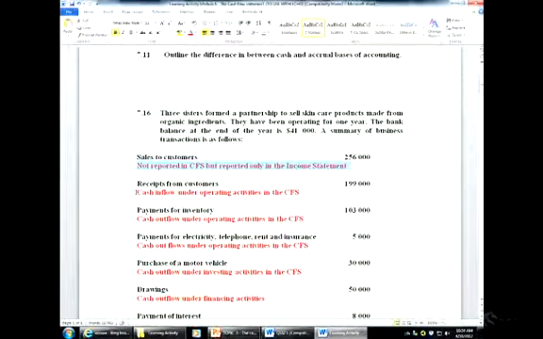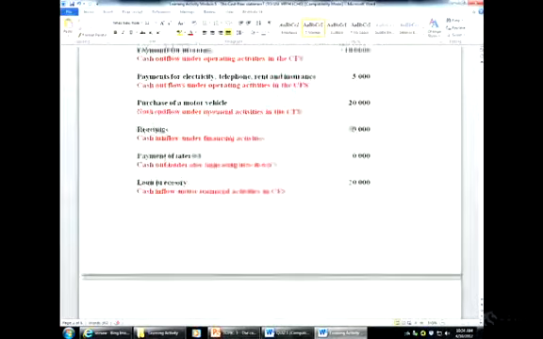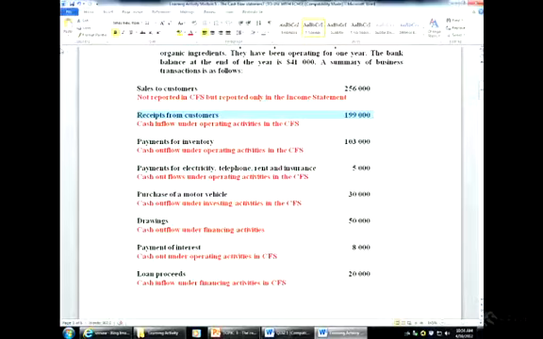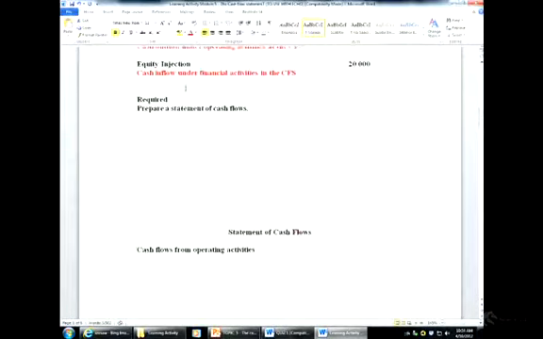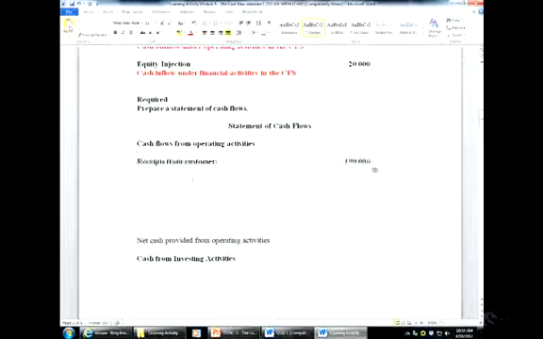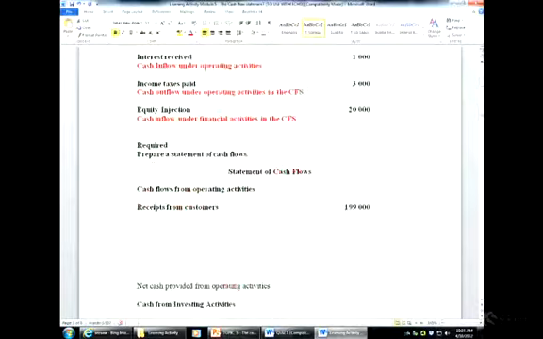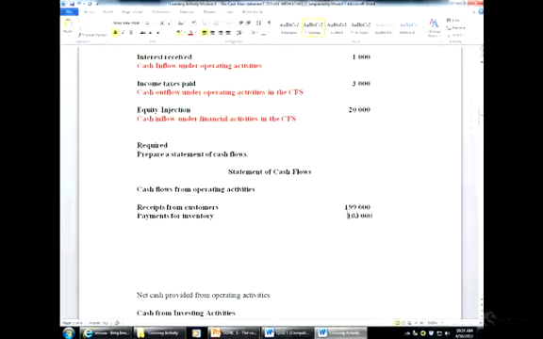We won't report that. Second one is under operating activities, there's an inflow from receipts from our customers, 199,000. So cash flow statement under operating activities, receipts from customers, $199,000. That's the first one. Second one. Outflow under operating activities, payouts for inventory, 103,000. So that's a minus, 103,000.